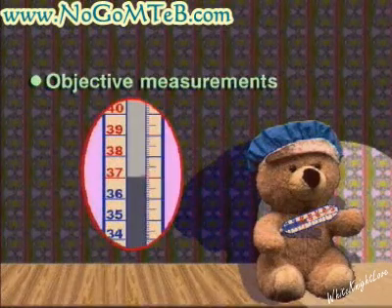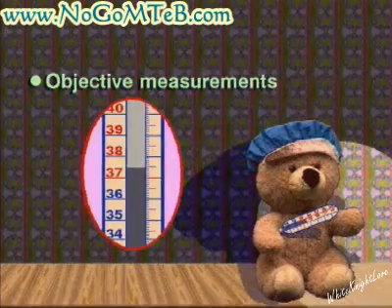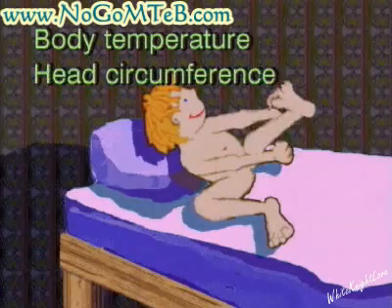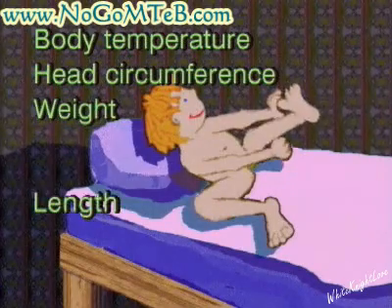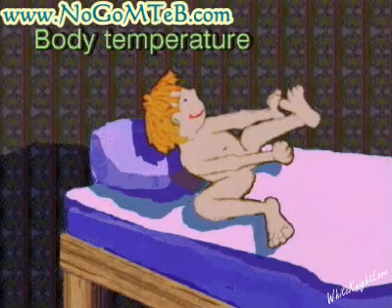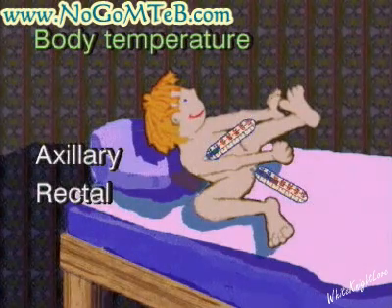The objective measurements are easy to determine. These include the child's body temperature, head circumference, weight, and length. Body temperature may be taken rectally, axillarily, or orally.